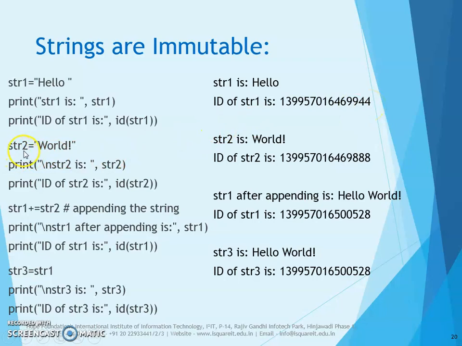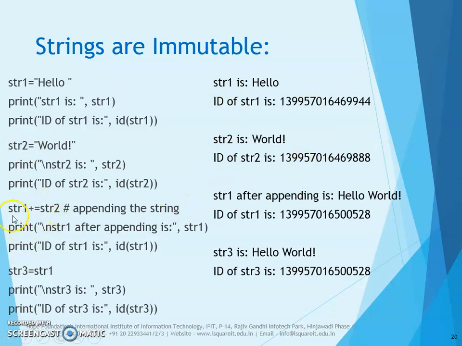Now the next line is str2 equals world. We are assigning the world string to a new variable, that is str2, and in the same way we display str2 and the address of str2. So str2 is world is printed here and the address of this str2 is printed. You can check that this address is different from this address. The value of str2, that is world, is stored at a new memory location, as both these variables, str1 and str2, are different. So they are stored at separate memory locations.